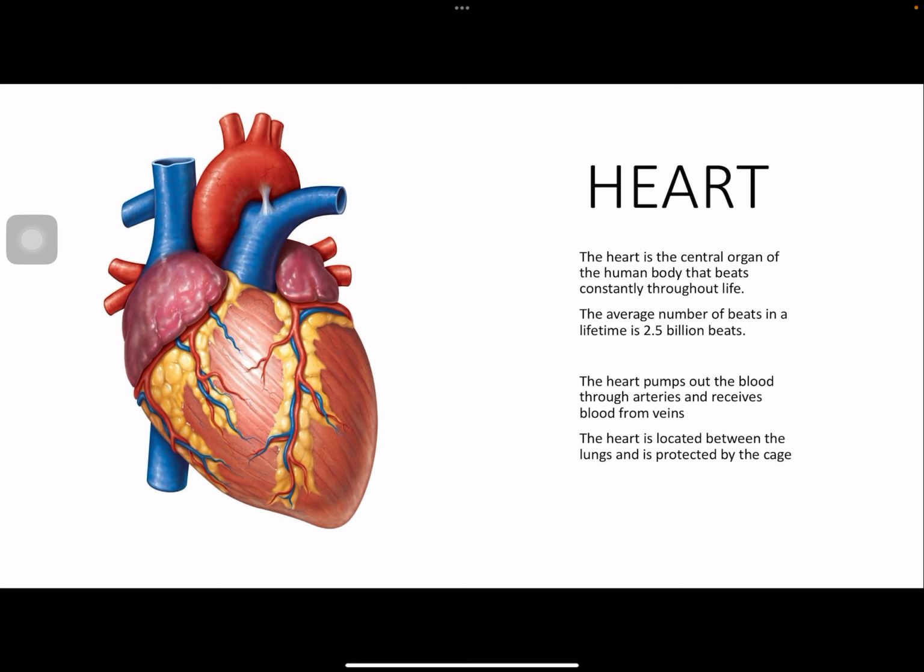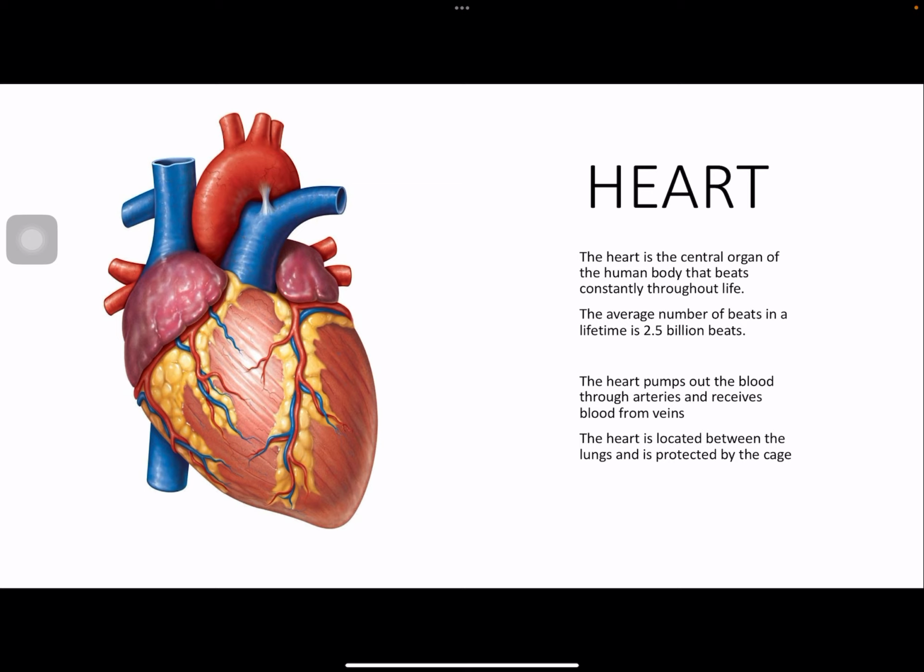So the human heart is the central organ of the human body that beats constantly throughout life. The average number of beats in a lifetime is 2.5 billion beats. The heart pumps out the blood through the arteries and receives the blood from veins. The heart is located between the lungs and protected by the rib cage.